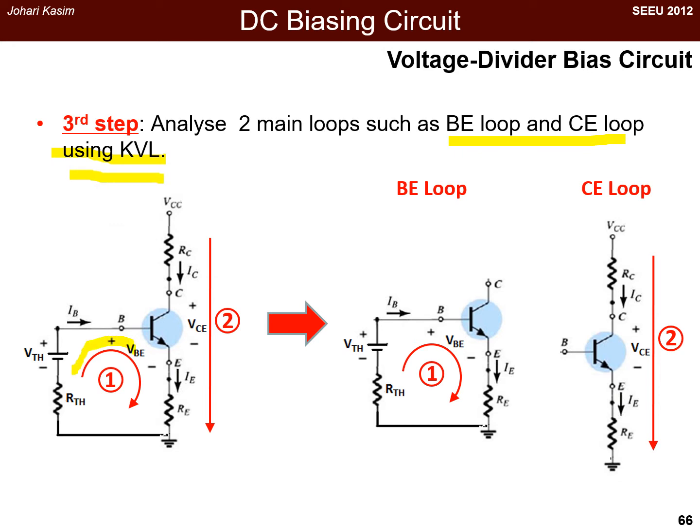The BE loop is used to find current IB and current IC. The CE loop is used to find the voltage VCE. For the BE loop, VTH equals IB RTH plus VBE plus IE RE. For the CE loop, VCC equals IC RC plus VCE plus IE RE.